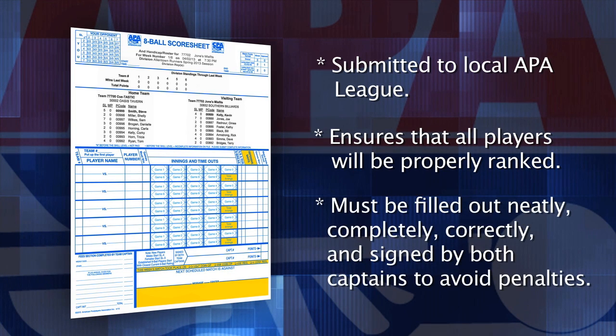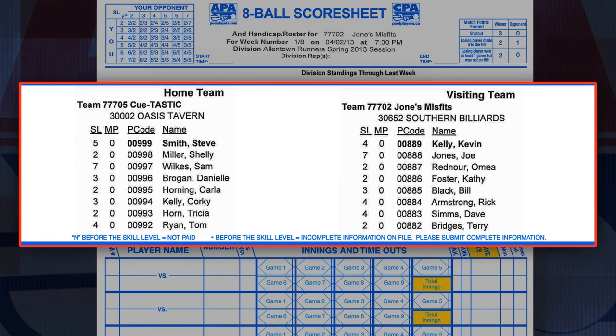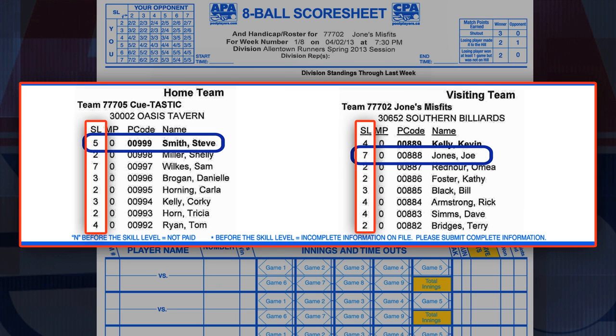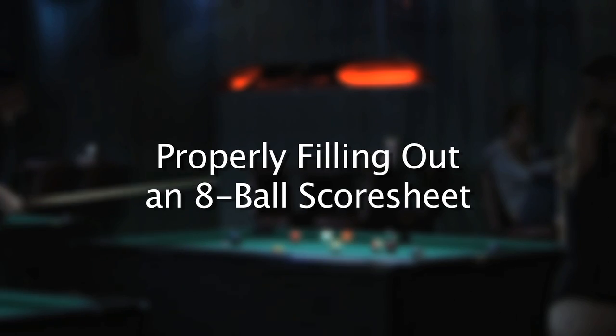It's important that the score sheet be filled out neatly, completely, and correctly, and then signed by both team captains. Penalties will be assessed for repeated illegible, incomplete, or incorrect score sheets. On this score sheet, Joe Jones, a skill level 7, and Steve Smith, a skill level 5, have been selected to play each other. Skill levels are listed here on the score sheet. Now, let's look at how to properly fill out a score sheet.